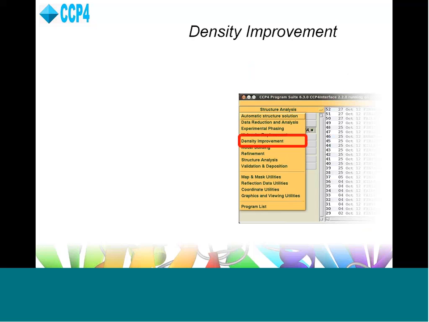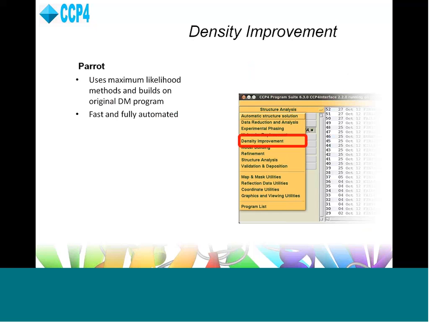Moving on then to density improvement, we have two relatively new packages for doing density improvement. Parrot, which uses a maximum likelihood methods approach and builds on the old DM program. It's quite fast and it's fully automated. Alternatively, there's Pirate, which is a statistical-based density modification program. It is quite slow, but in some cases it can work better than Parrot does.